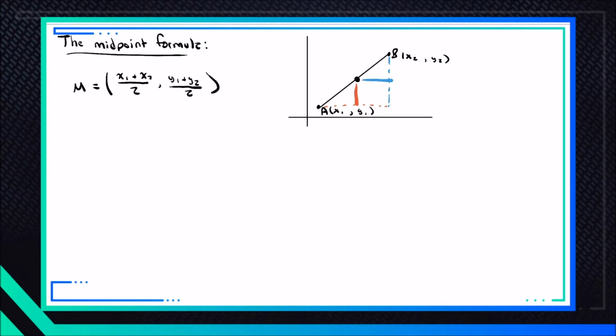So M, the point M is equal to x1 plus x2 divided by 2, comma, y1 plus y2 divided by 2. And now there's a couple of different examples we can do with this. We're going to do example number 1, which is going to say the endpoints of segment RS: R is the point 1, negative 3, and S is the point 4, comma 2. I want to find the midpoint.